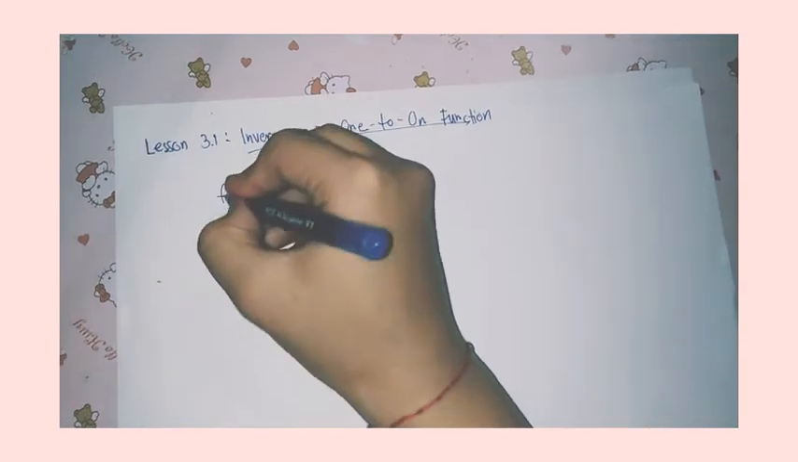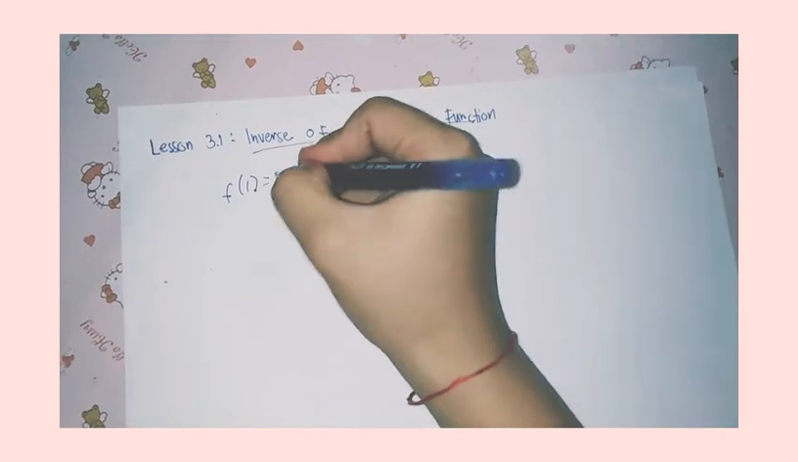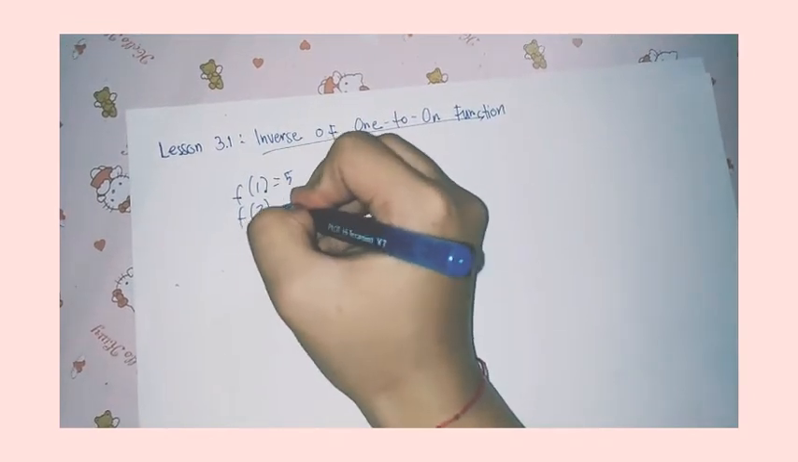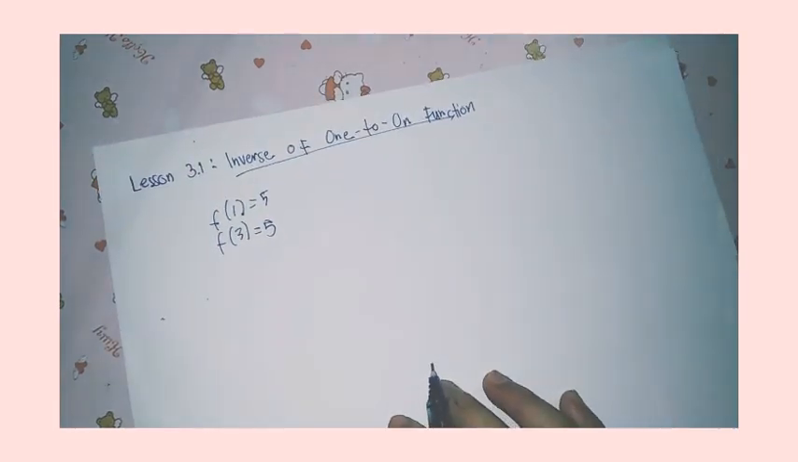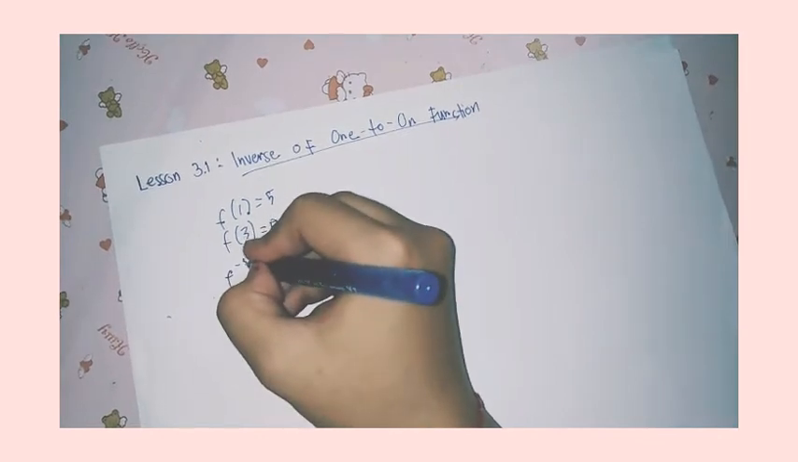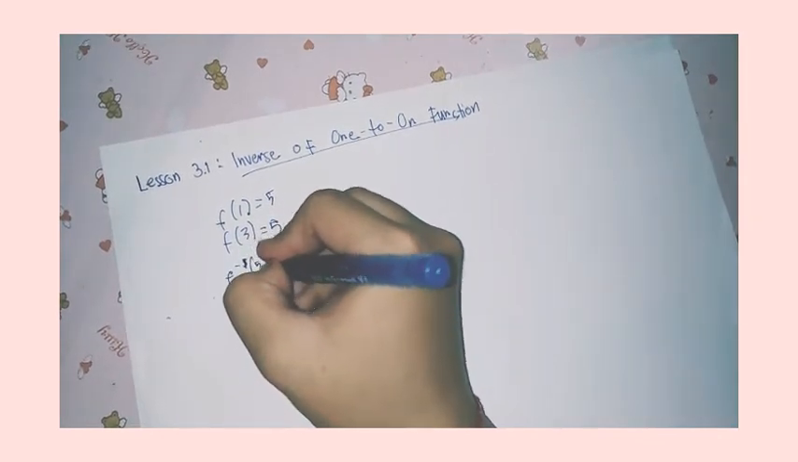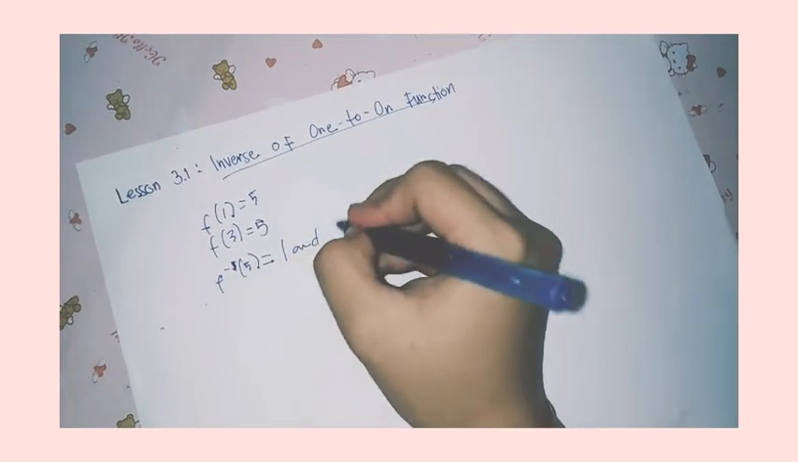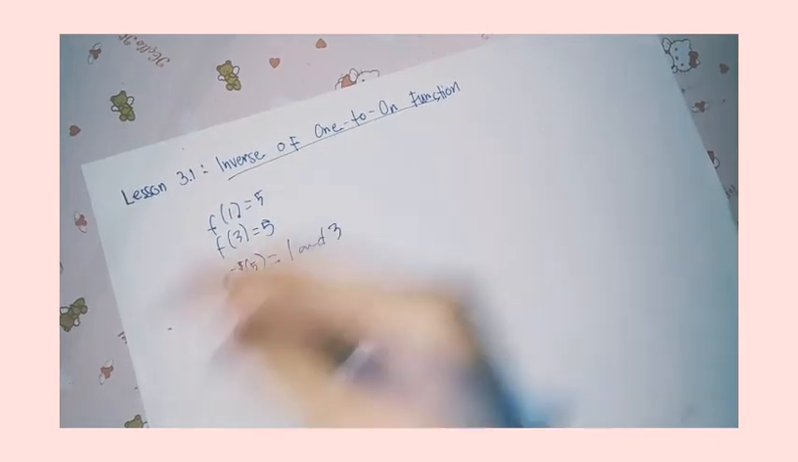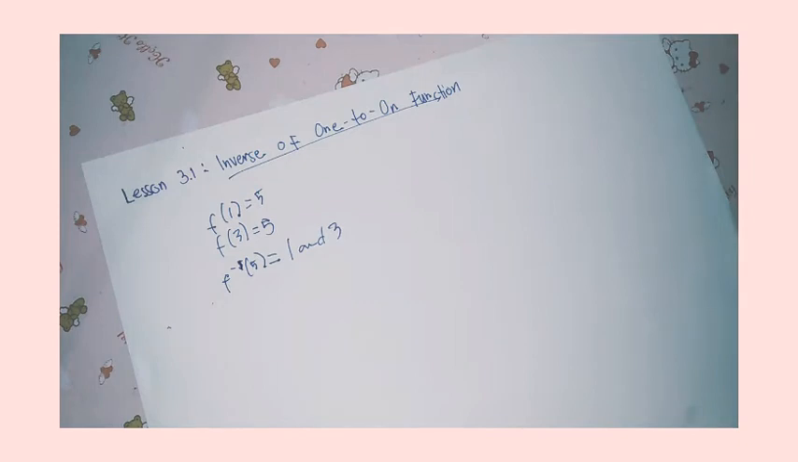For example, suppose that f(1) is equal to 5 and f(3) is equal to 5. Then the inverse of 5 is equal to 1 and 3. This prevents the inverse from being a valid function. This is the reason why the inverse is only defined for one-to-one functions.